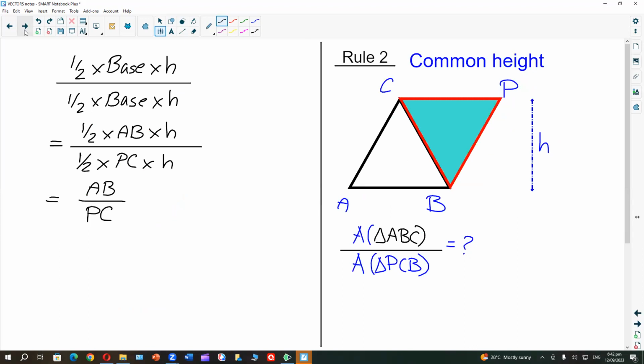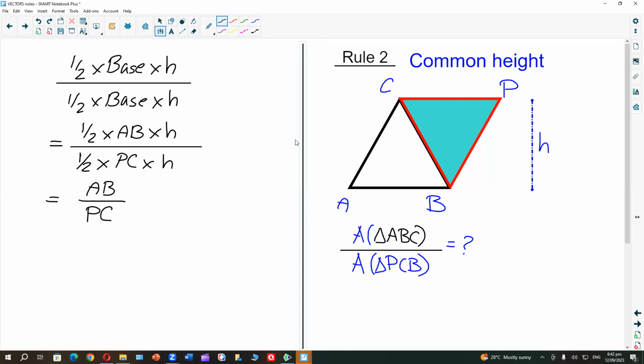Now look at rule number 2, common height. Now there are two triangles. You can look at the triangles and notice that the two triangles have a common height. So when you put them in the ratio, half into base into height upon half into base into height, you can notice that the height is the same. So AB upon PC is the ratio of the bases. You have to copy this.